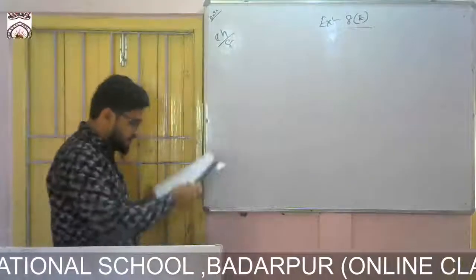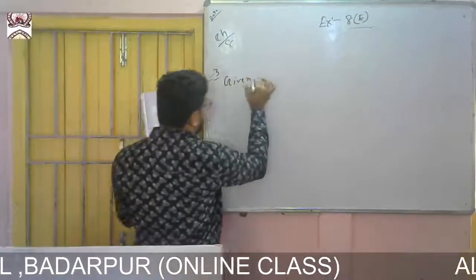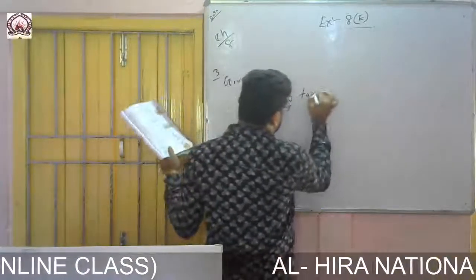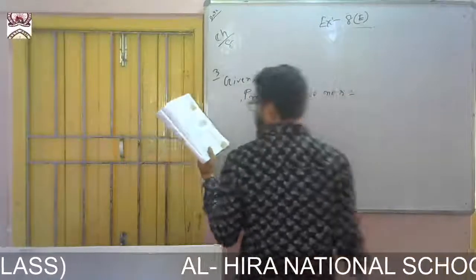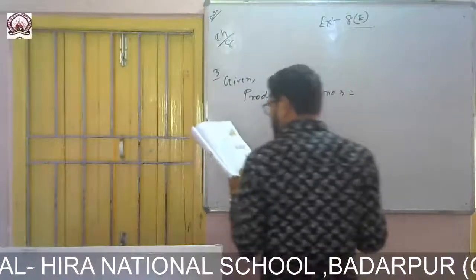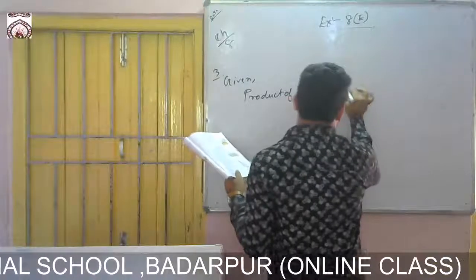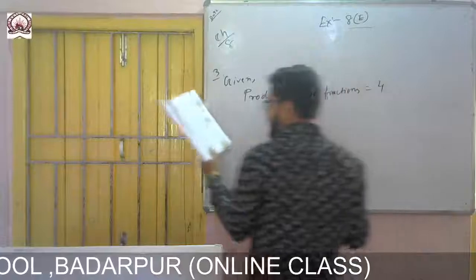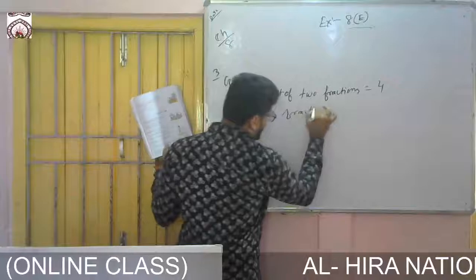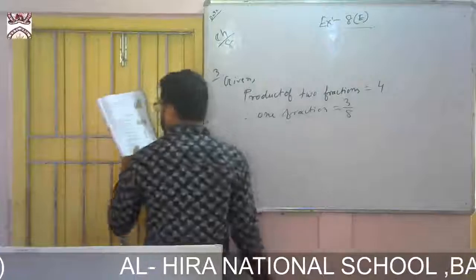So write. Given question number 3. Given product of two fractions equals 4. Therefore, one fraction equals 3/8. Now find the other fraction.